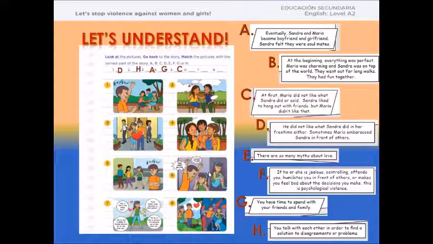Perfect. If he or she is jealous, controlling, offends you, humiliates you in front of others, or makes you feel bad about the decisions you make, this is psychological violence. What about picture 7? Right. There are so many myths about love. And finally, what about picture A? Okay.